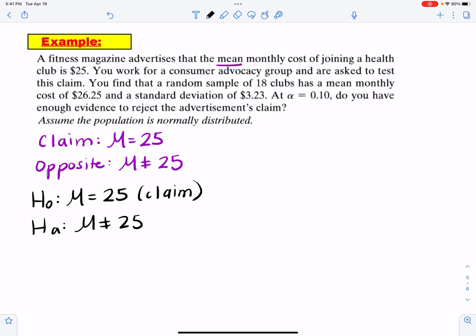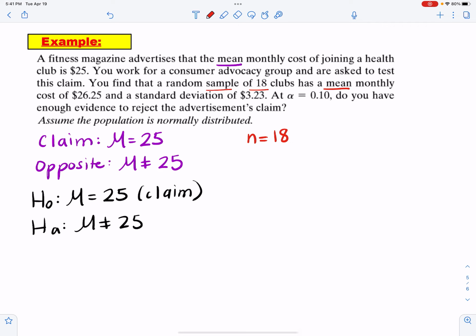All right, so now right here is a good place to go back and look at the data that you're using in your test, because you want to make sure you're careful about that standard deviation and you know whether to use Z or T. All right, so I'm going to come up here and pull the other information that I have now. So I'm looking at a sample of 18 clubs. Okay, so that's my sample size N.